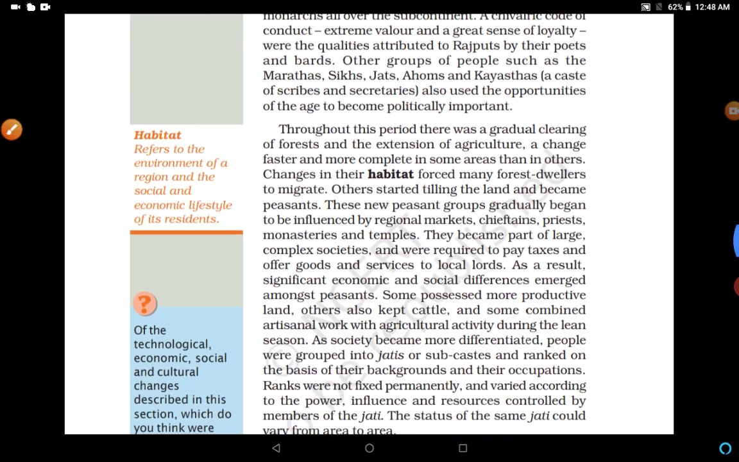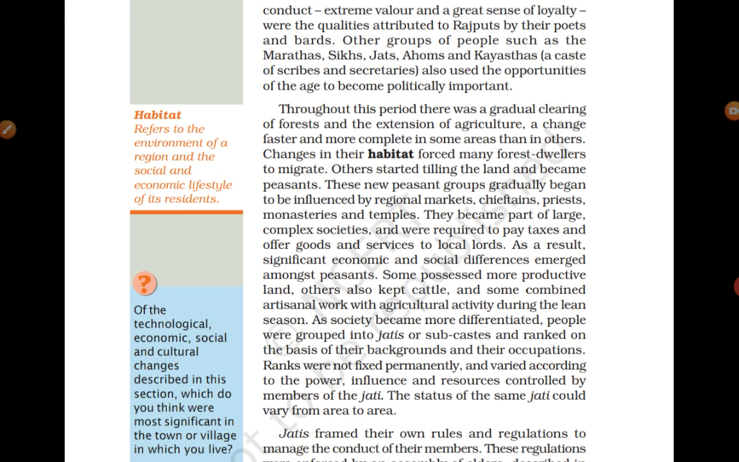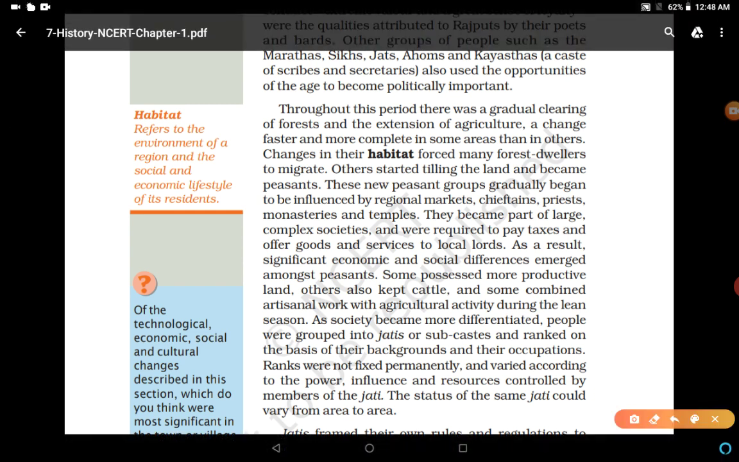Throughout this period, there was a gradual clearing of forest. As I told you, forests were cleared and agricultural land was extended. A change faster and more complete in some areas than in others. Changes in their habitat forced many forest dwellers to migrate, because the forest dwellers used to live in the forest, but now forests were cleared, so they had to migrate from there. Others started tilling the land and became peasants. Most of the people became peasants.